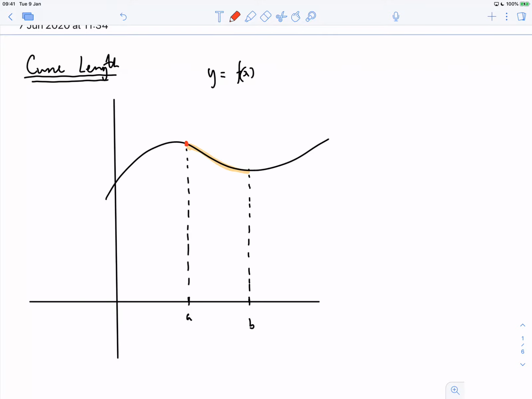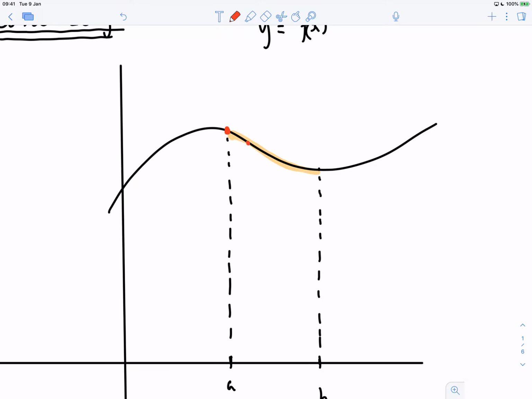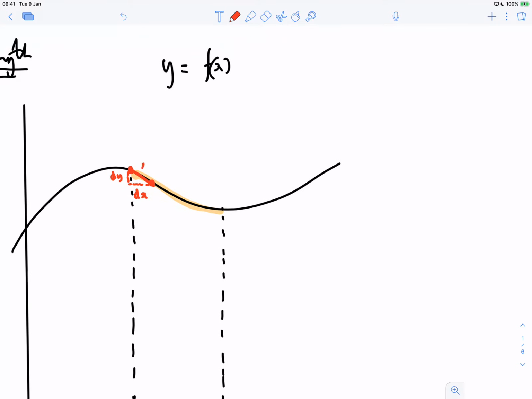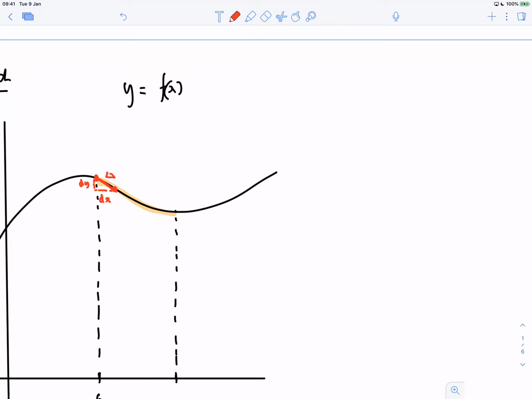I could break this down, and if I zoom in, I can imagine that I've got straight line segments where this is some change in y, dy, over some change dx. And that length line segment thing I will call delta, and clearly delta squared is dy squared plus dx squared. So really what I want to do is sum up all of the deltas in the limit that dy and dx tend to 0.